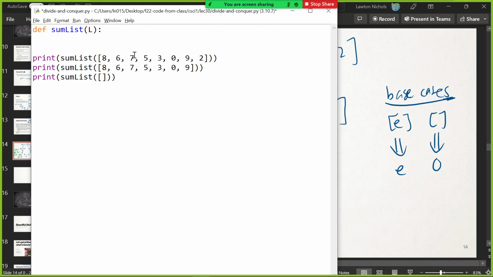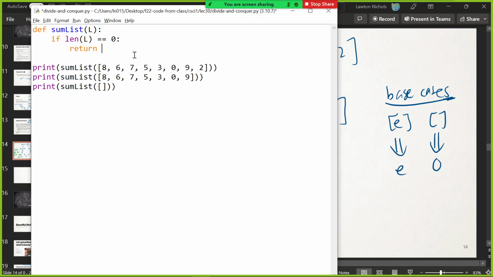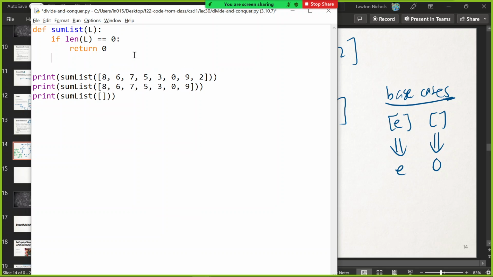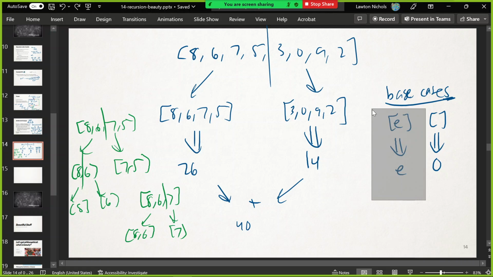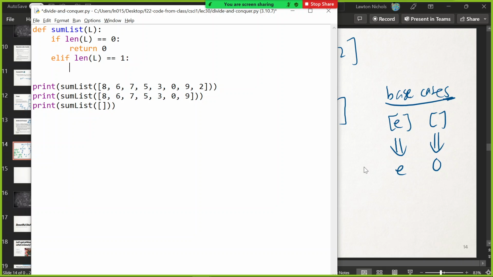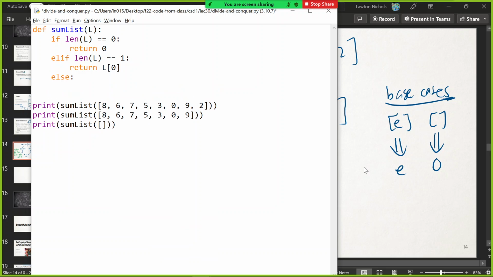So let's figure out if we're in the base case. So if the list is empty, if len of L, right, that will give you the length of the list. If the list is of size 0, then the sum of all the elements is 0. Okay, so that's one base case. Elif len L is 1, then we know that there's only one thing in the list. The sum of all of the elements is that element. So return L of 0, the 0th thing in the list, right? Because the indices start at 0. Just return that thing. If it's 5, the sum is 5. If it's 42, the sum of that list with just 42 in it is 42. Okay, else, that's our recursive case.